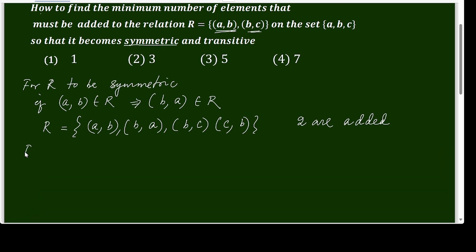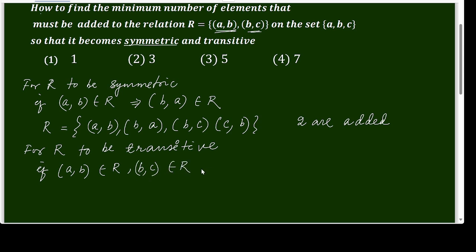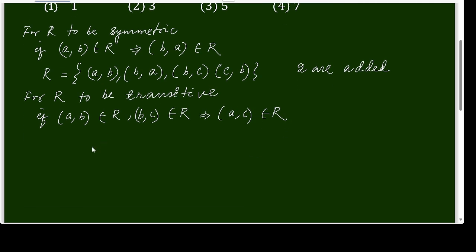Now for R to be symmetric, R to be transitive, the condition is if AB ordered pair belongs to R, BC ordered pair belongs to R, that means the condition is AC must belong to R. So we will check for all the ordered pairs. Here AB is there, BC is there, so AC must be there.